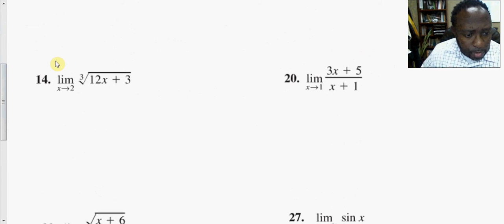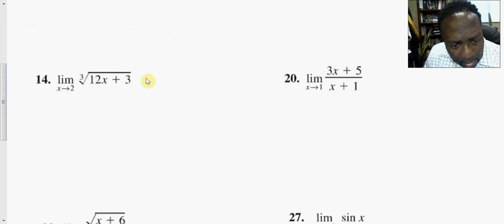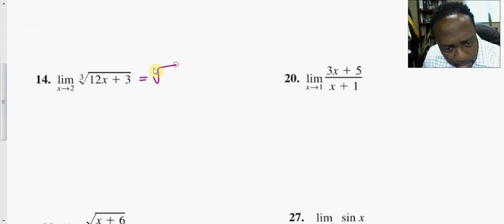So what about this limit? Again, you can plug in, and so we plug in x equal to 2, we get the cube root of 12 times 2, which is 24, plus 3 is 27, and so this cube root is just 3.